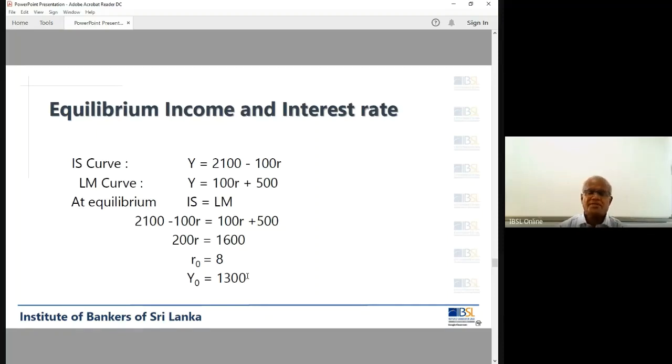What is the interest rate? The interest rate is 8%. Income is 1,300 million rupees or $1 million, whatever units you use. GDP is 1,300. Equilibrium interest rate is 8. At that general equilibrium, the value of GDP is 1,300. At that equilibrium, the goods market is in equilibrium and the money market is in equilibrium. That means general equilibrium.